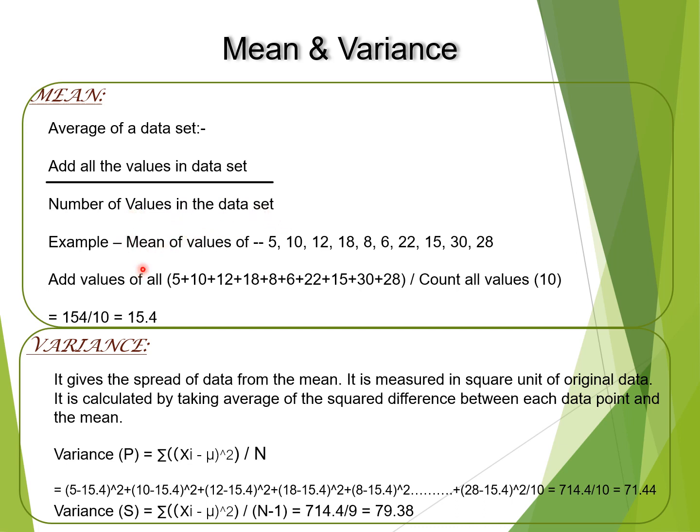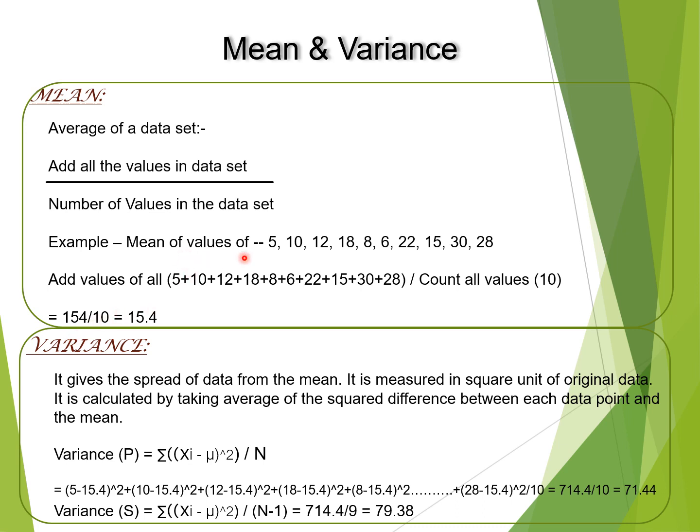For example, there is a data set having 5, 10, 12, 8, 6, 22, 15, 30 and 28. These are the data. To find the average, or the mean, of this data set, we need to add all these data: 5 plus 10 plus 12 plus 18 plus 8 plus 6 plus 22 plus 15 plus 30 plus 28. If we add all these data, we get 154.